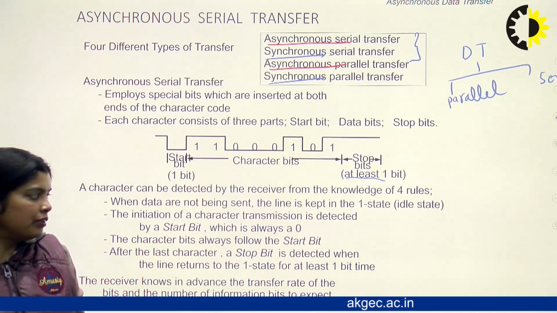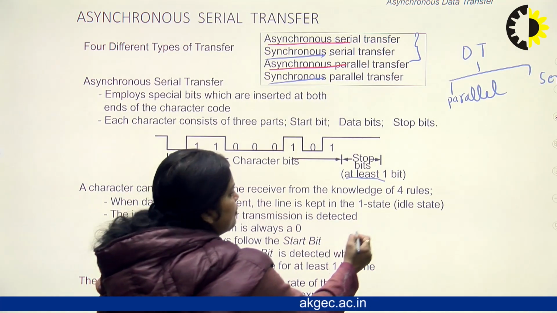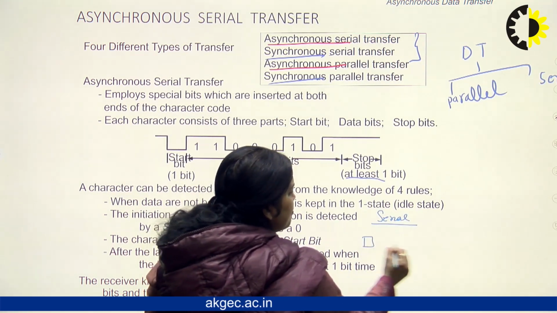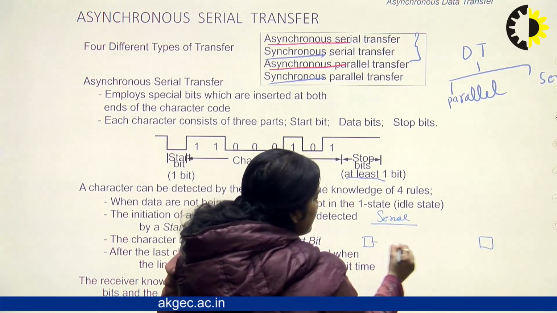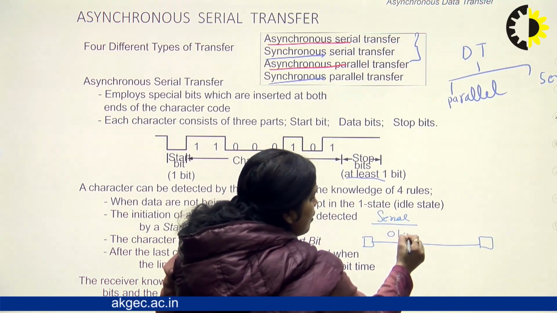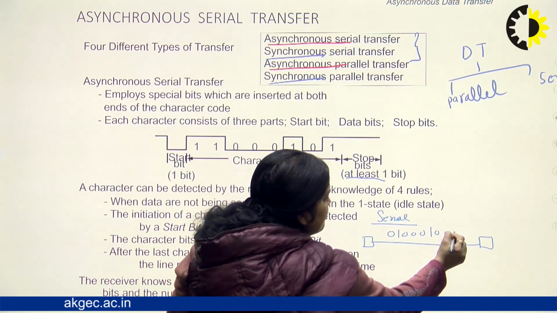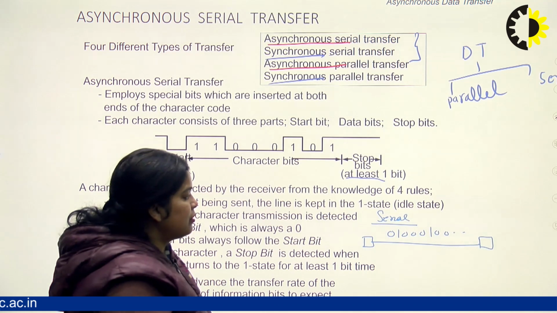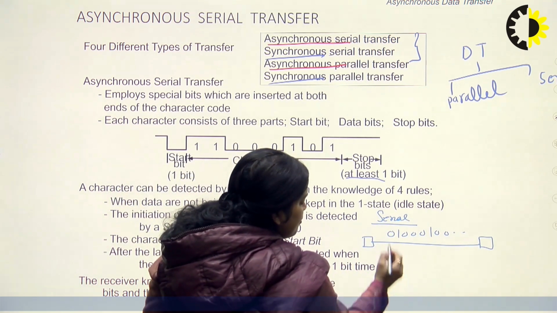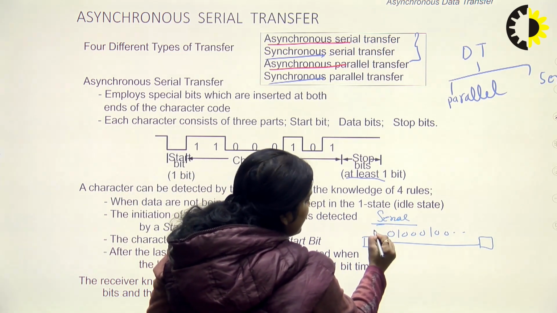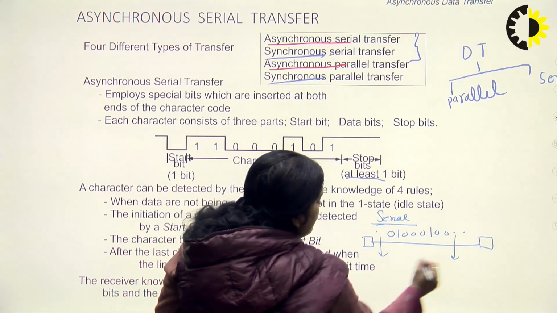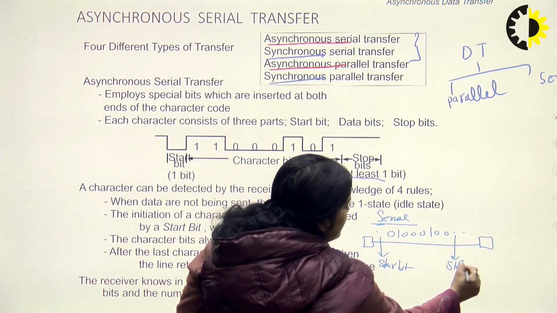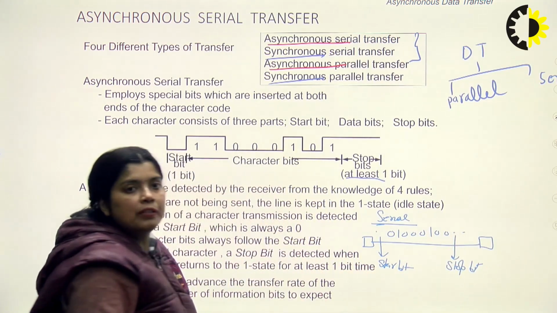In serial communication, data is transferred as a single stream, like 0, 1, 0, 0, whatever the bit stream is, and like this serial communication is going on. In serial, there are two things: a start bit and a stop bit. Only you have to remember these three things.